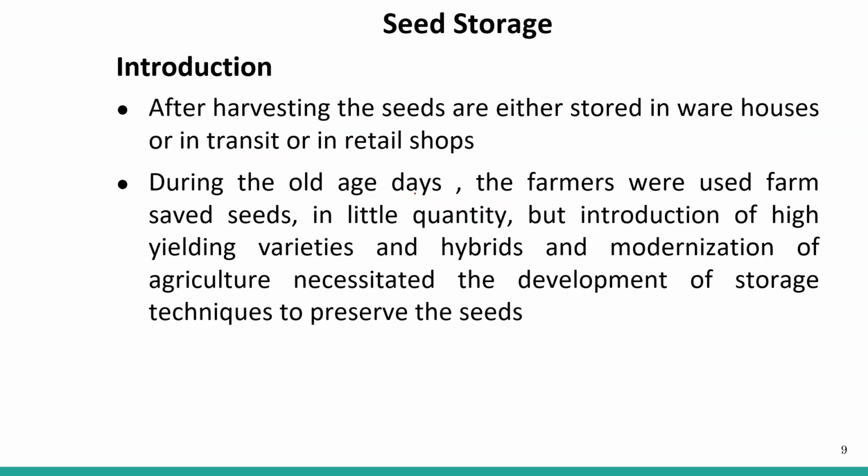After harvesting, the seeds are either stored in the warehouses, in transit, or in the retail shops. So there are three places where they can be stored. In the warehouses, they are stored for a longer time, and in transit also. And the third place is the retail shop. So after harvesting, the seeds are stored at these places.